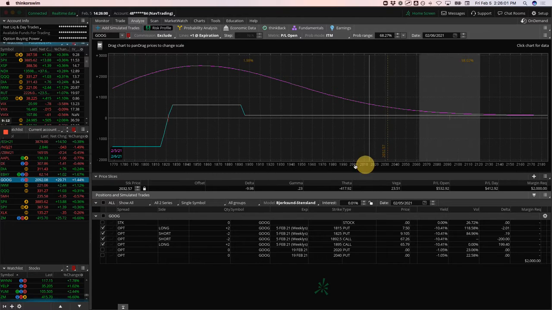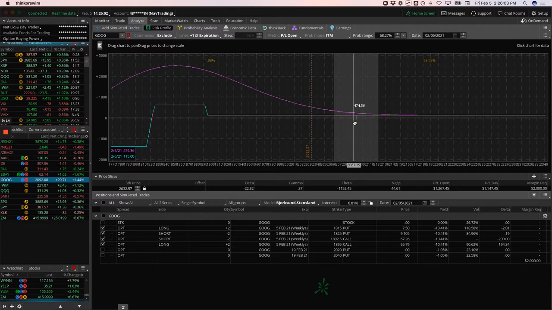The other thing I wanted to mention here is, in Amazon, we ended up closing it out before the market closed because price was kind of in this area here, somewhat close to between the long call and the short call. If price expires in this area, you will get assigned.